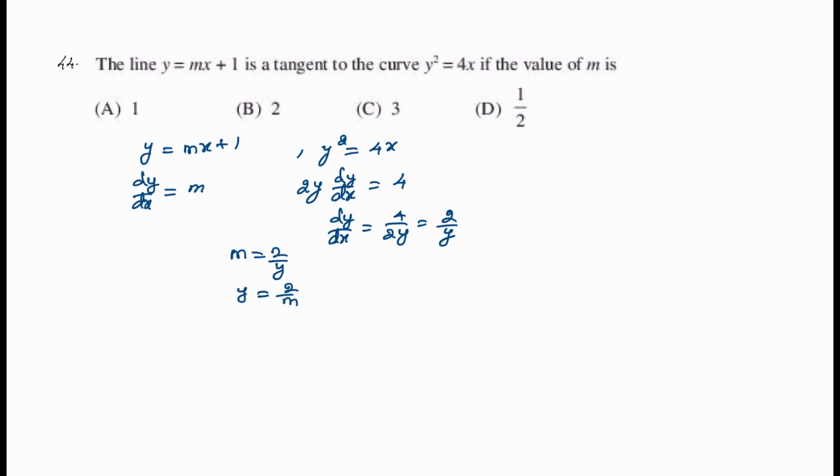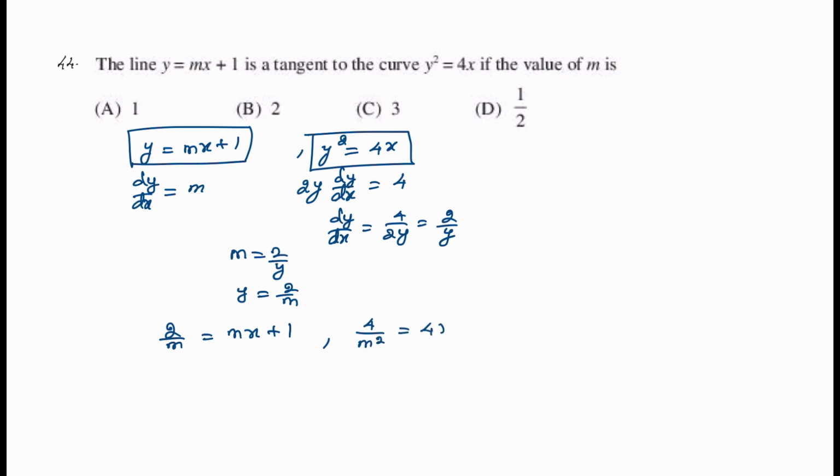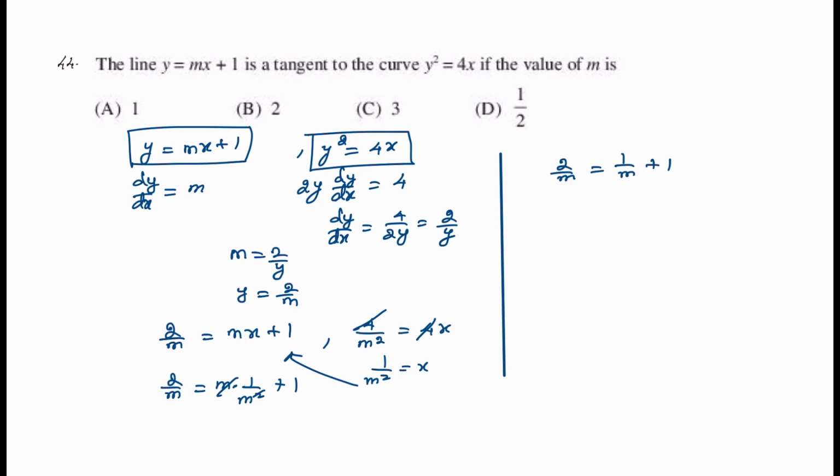We can use any elimination procedure and solve for m. Let us substitute y in the first equation. Y is 2 upon m, which is mx plus 1. And substituting y in the second equation, y square equal to 4x, we get 4 by m square, which is 4x. From here we get x as 1 upon m square. Let us substitute this x value in this equation. 2 upon m is m times 1 by m square plus 1. 2 by m equal to 1 by m plus 1. 2 by m minus 1 by m is 1. So 1 upon m is 1. Cross multiply, m value is 1. Option A is the correct answer.